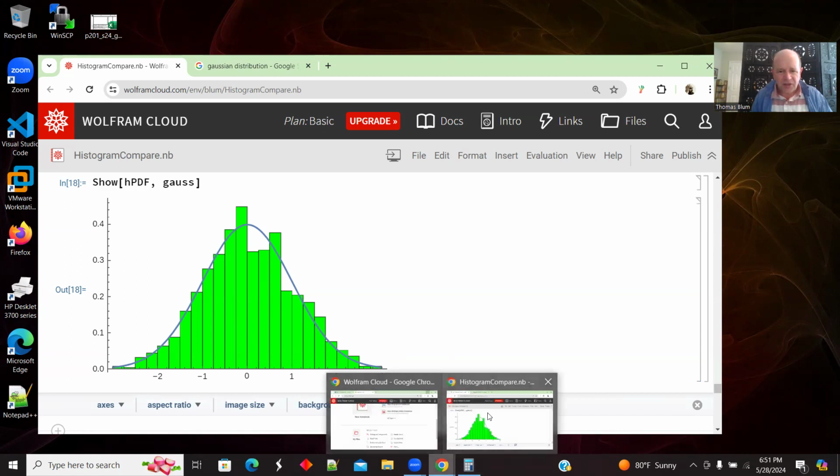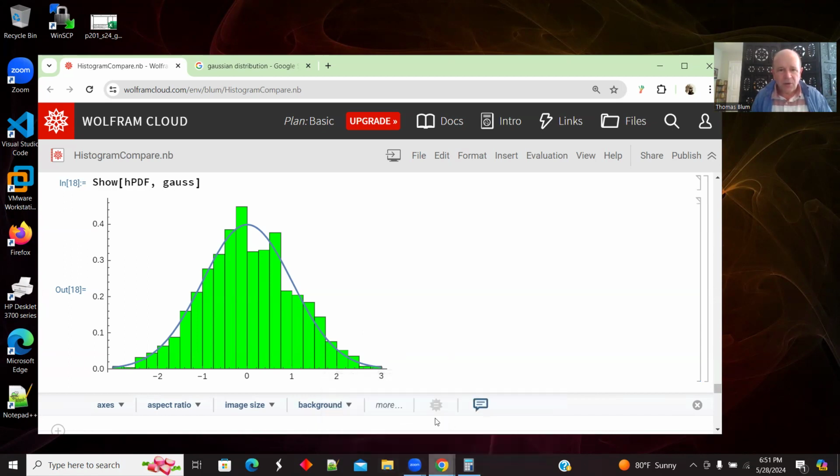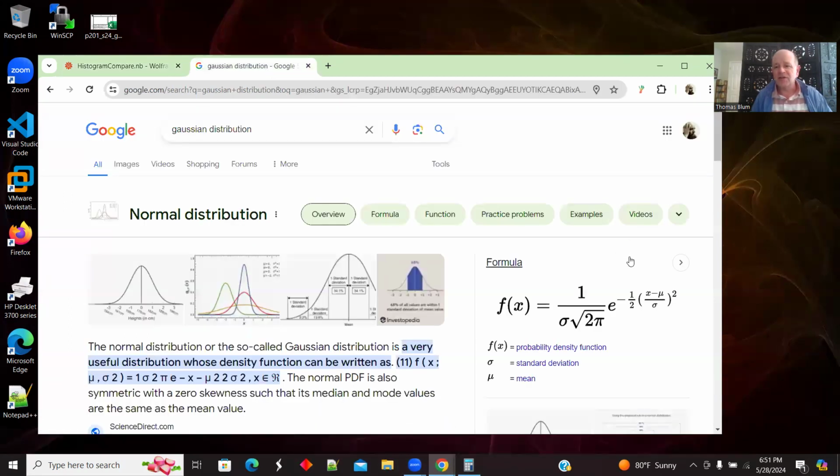So this function, where do I have this function? Here's where I have this function. So here is this normal or Gaussian distribution, and here's its mathematical form. We had a mean, this mu of 0, and the standard deviation, the sigma of 1.